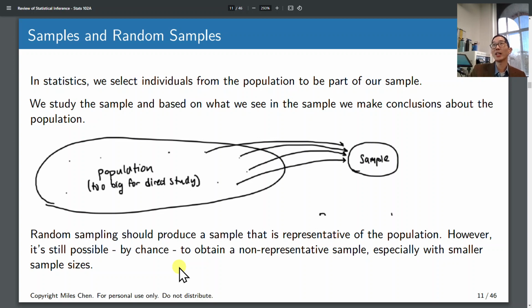Now, random sampling is the method that we use because we can talk about the mathematical properties of a random sample, and also random samples should produce a sample that is representative of the population, but there's no guarantee, because it's random. Just by chance, you could get a sample that doesn't look like the population, especially if you have a smaller sample. But mathematically, in the long run, there's no reason why a random sample shouldn't produce a representative sample overall. But it's random, so who knows?